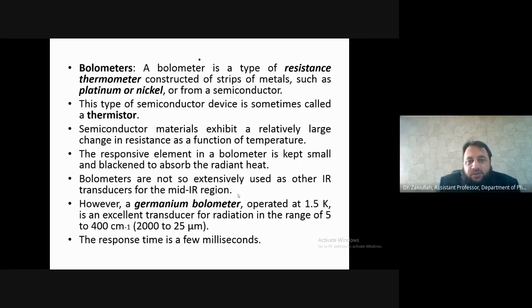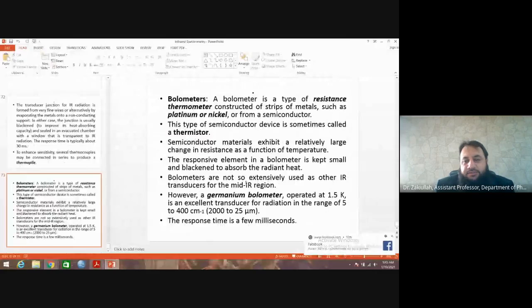Bolometers are not so extensively used as other IR transducers for the mid-IR region. However, a germanium bolometer operated at 1.5 kelvin is an excellent transducer for radiation in the range of 5 to 400 per centimeter, that is from 2000 to 25 micrometer wavelength. The response time is a few milliseconds. Okay, so this is actually all about the IR instrumentation.